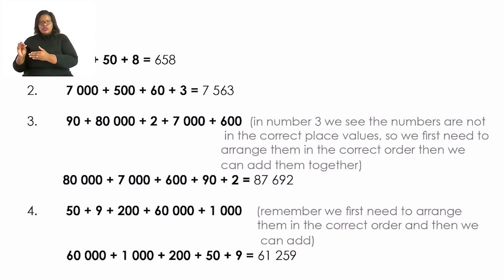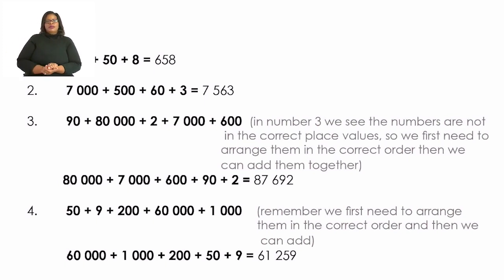Number 4, 50 plus 9 plus 200 plus 60,000 plus 1,000. Remember, we first need to arrange them in the correct order, and then only we can add. So we add them from the biggest value to the smallest. So let's arrange. We will get 60,000 plus 1,000 plus 200 plus 50 plus 9.